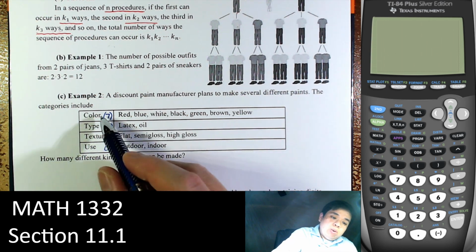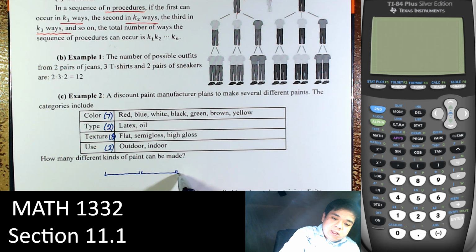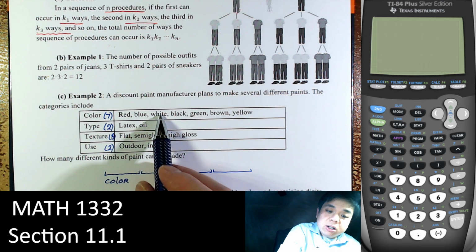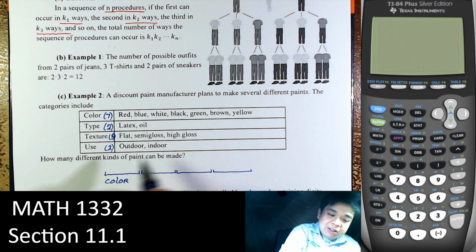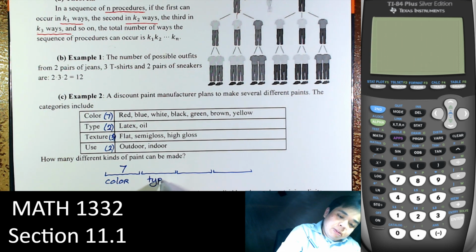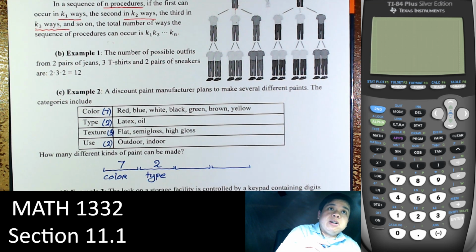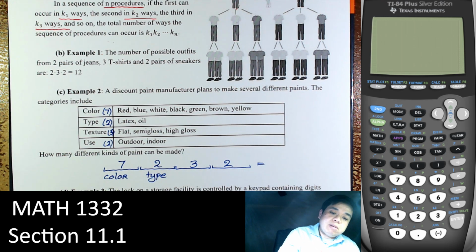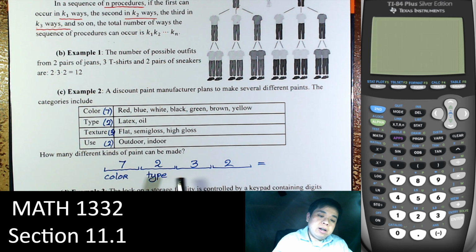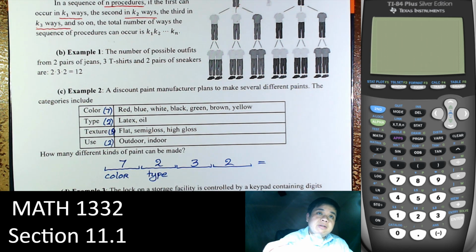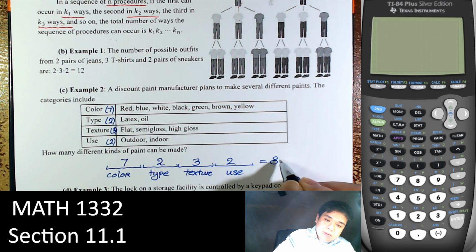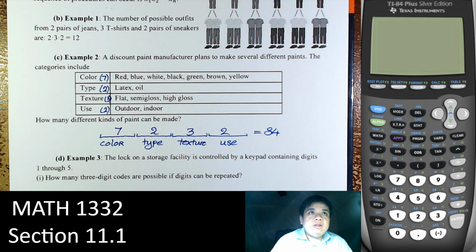So all together we can choose, just going to write it like this. For color, there are 7 different colors, 7 options for colors. For type, we can choose 2 different types. The texture 3, and the use 2, and multiply all of that together. 7 times 2 times 3 times 2. So 2 times 2 is 4, times 3 is 12, times 7, that will be 84. So there will be 84 different kinds of pens. Just like that.